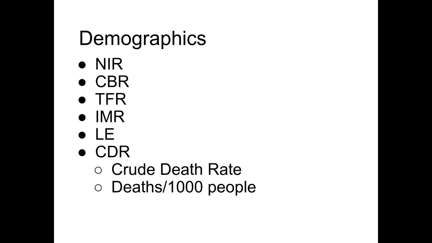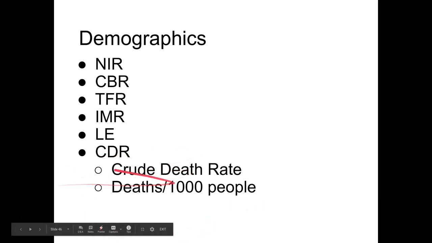And crude death rate. The crude death rate is the only one of these that doesn't go with the other. If you showed me a map of any of these first five, natural increase rate, crude birth rate, total fertility rate, infant mortality rate, life expectancy, I would say, oh yeah, if this country's high, this other country's high, and everybody else is low, or vice versa. If the U.S. is high, then Western Europe and Japan are high. If the U.S. is low, then Western Europe and Japan are low.